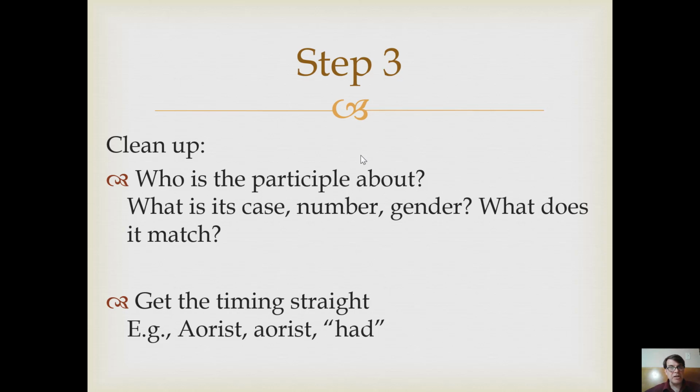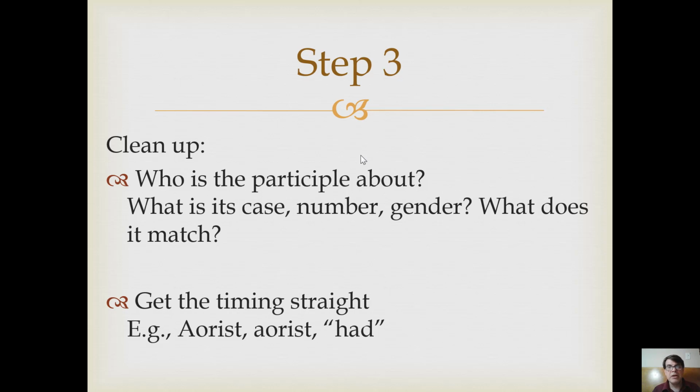Okay, a lot of detail there. What's the big picture of translating participles? Step 1, get the ing form on the board. 2, if it has the article, use who or that. If it doesn't, you can just stick with the ing form, or you might try while or after. 3, clean up. Make sure you know who the participle's talking about, because of the case, number and gender, and then make sure that the timing's right. A lot of this is common sense. You're going to clean it up intuitively once you get the hang of it.